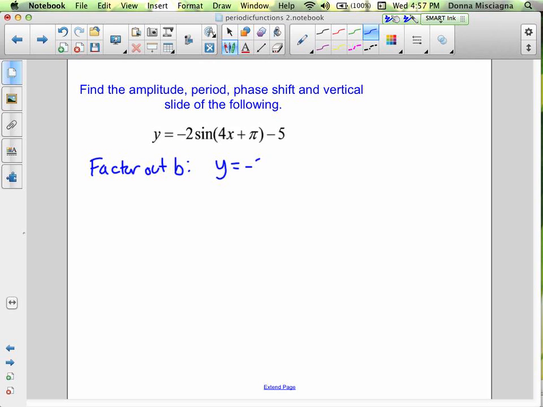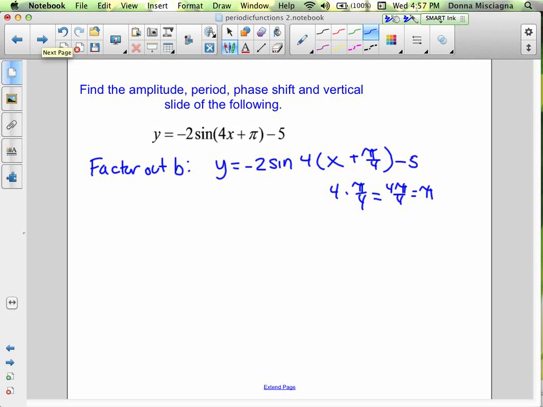So we have, for your notes, y equals -2 sine. I'm going to factor out the 4. If I divide 4x by 4, I'm going to have x. If I divide pi by 4, I'm going to have pi fourths. We can always check ourselves by multiplying 4 times pi fourths, maybe you don't think you got it right. So if I multiply it, I'd have 4 pi over 4, which is just pi. Right? So we got that correct.